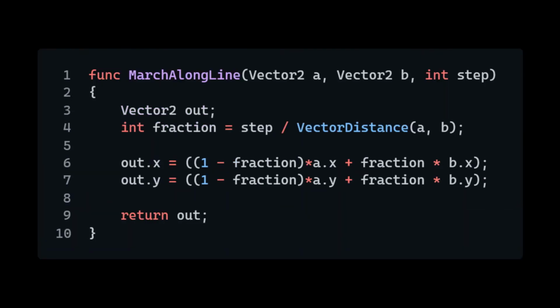Next we need to find out how to step along our ray, which actually is a lot easier than you might think. We start by calculating the fraction of the whole ray which we are stepping along. Then we calculate the x position we would be placed at. After that we just do the same for the y and return our result.